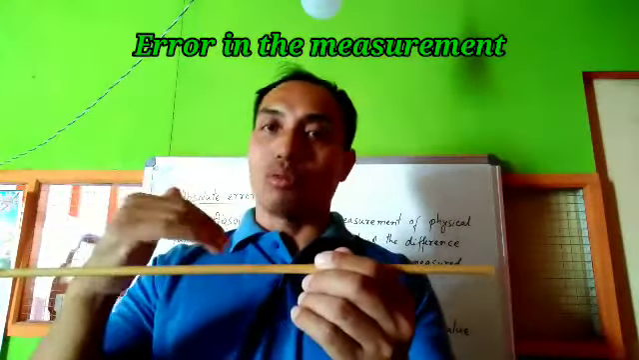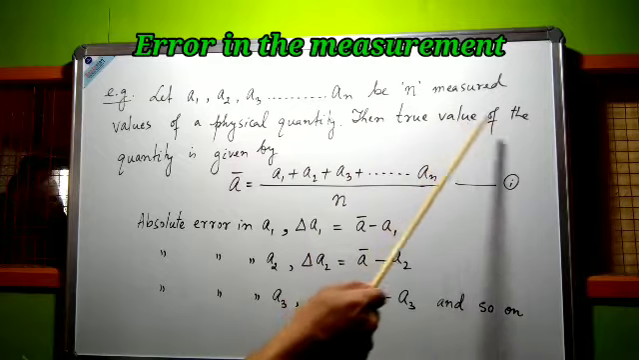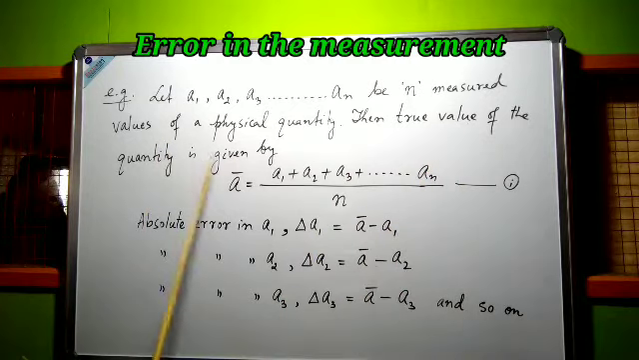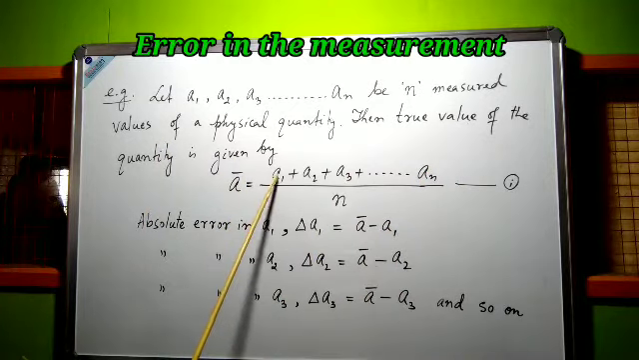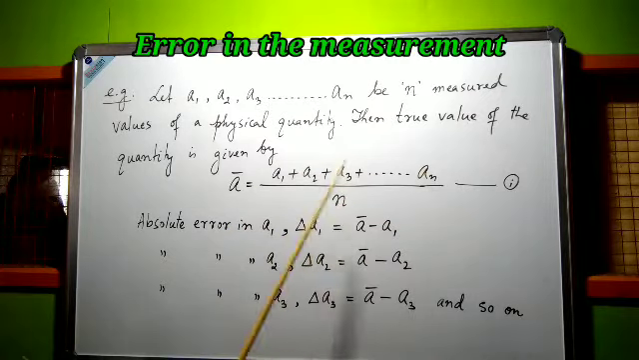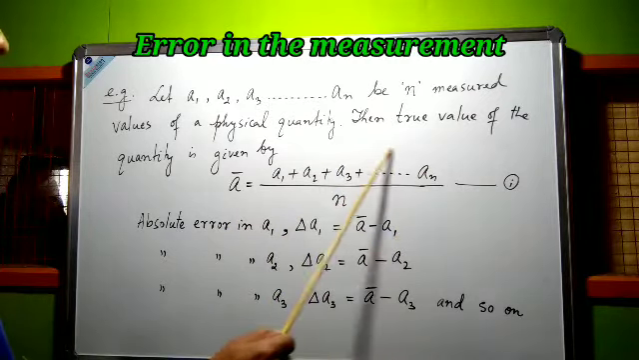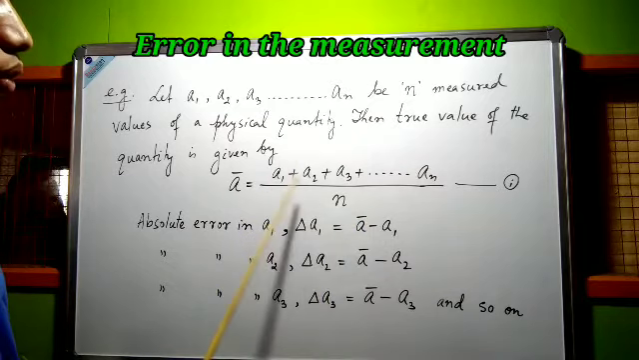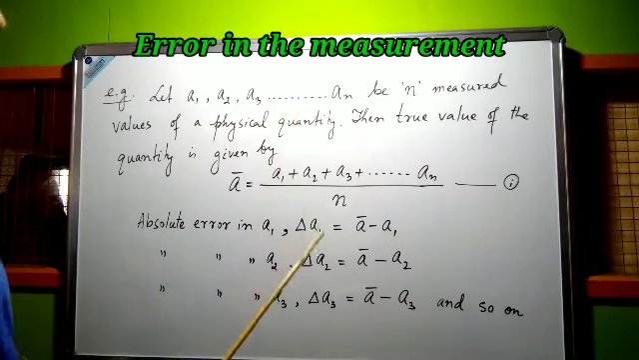Let A1, A2, A3 up to AN be n. Here small n represents number, n measured values of a physical quantity. Then true value of the quantity is given by A bar equal to A1 plus A2 plus A3 plus up to AN divided by n. So this equation 1 represents arithmetic mean of n number of measured values.